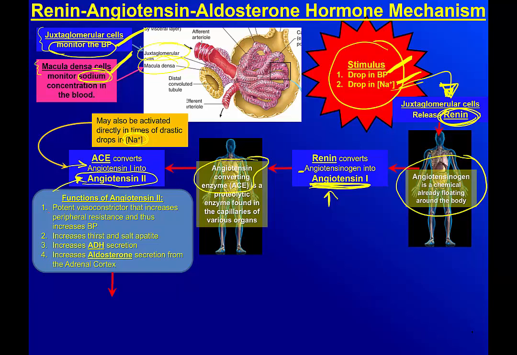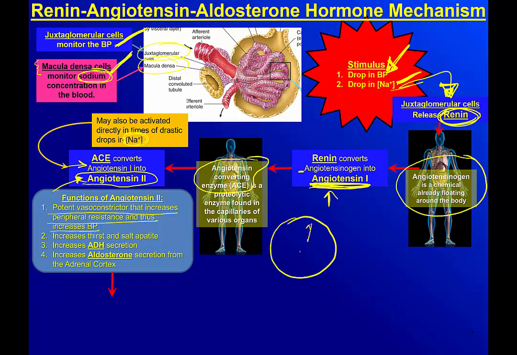Well, one, it's a potent vasoconstrictor that increases peripheral resistance in the blood vessel and thus increases blood pressure. Remember, a drop in blood pressure over here was one of the reasons why we started all of this, right? Well, if I take a blood vessel this big with very little pressing on it and I make it this big, that's going to cause that little bit that's in there to press a lot harder. It's going to rise or elevate my blood pressure.